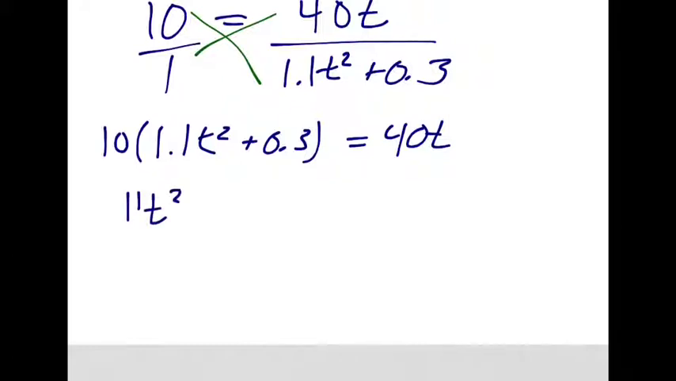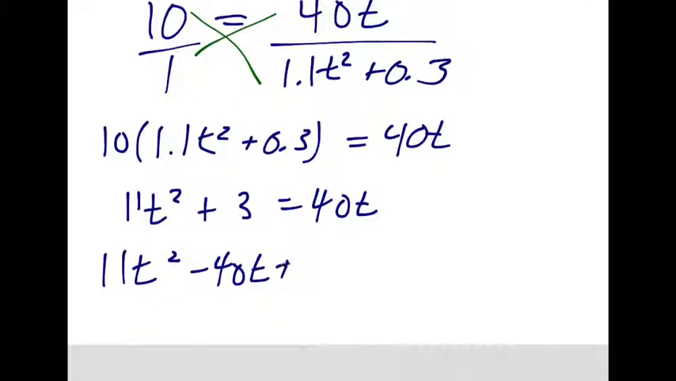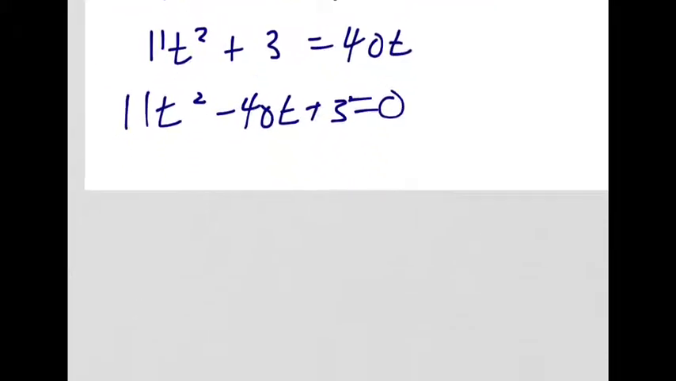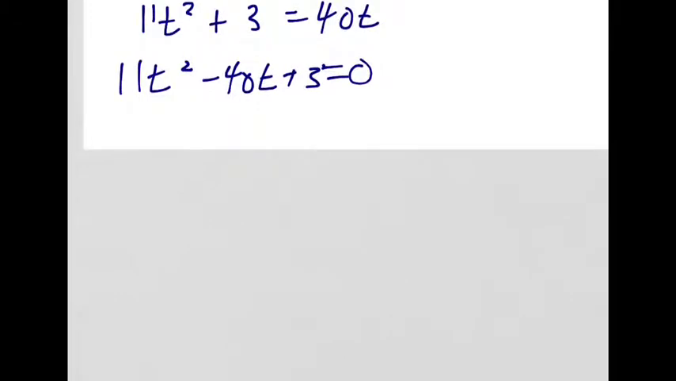11t squared plus 3 equals 40t. And bringing everything to one side, got a nice quadratic equation. Could do magic number, right? Is it feasible to? It's 33. No, I'm going to do quadratic formula.